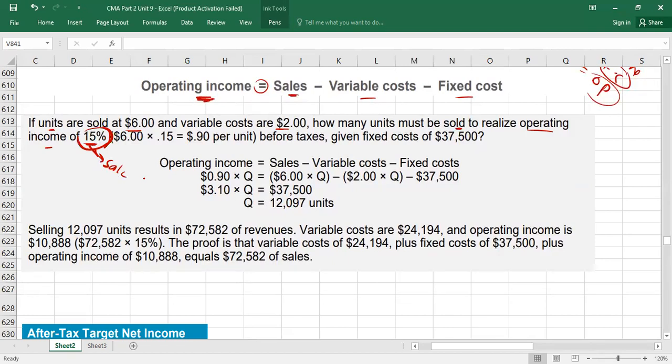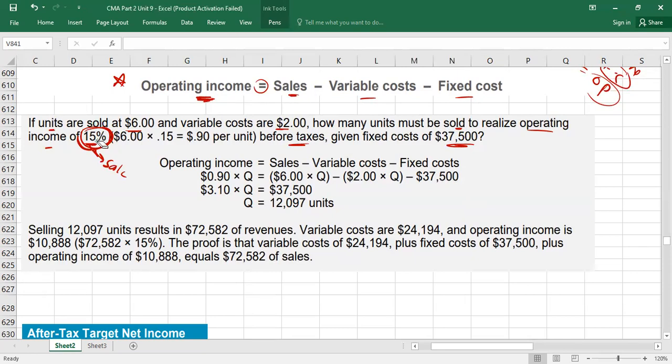So now look at the question here. He told you selling price, he told you variable cost per unit, and he's asking you how many units we have to sell, which can realize the operating income of 15%, 15% of revenue, 15% of sale. This operating income we are calculating before tax, and our fixed cost is 37,500. Now, guys, if the question asks you for an answer specific in percentage, like 15% of sale or 20% of sale you want operating income, then this equation will help you. So now we will apply this equation. We are writing this equation and see how data can be solved.